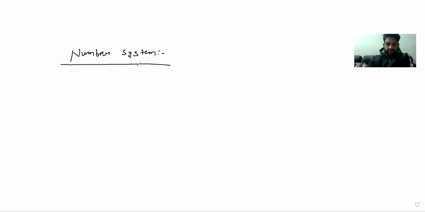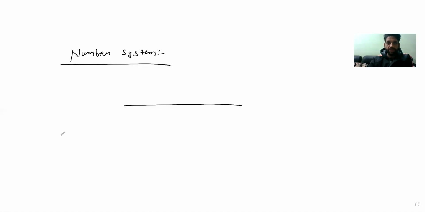Basically, a number system is a writing system for expressing all the numbers. Suppose this is the number line, and this number line has a lot of numbers. So we represent these numbers by using a number system.